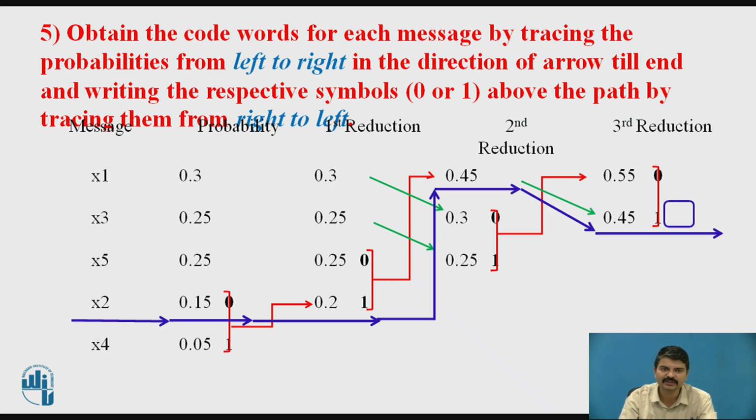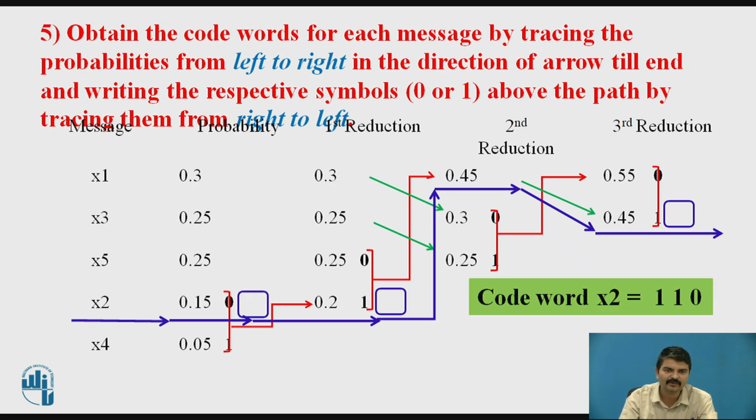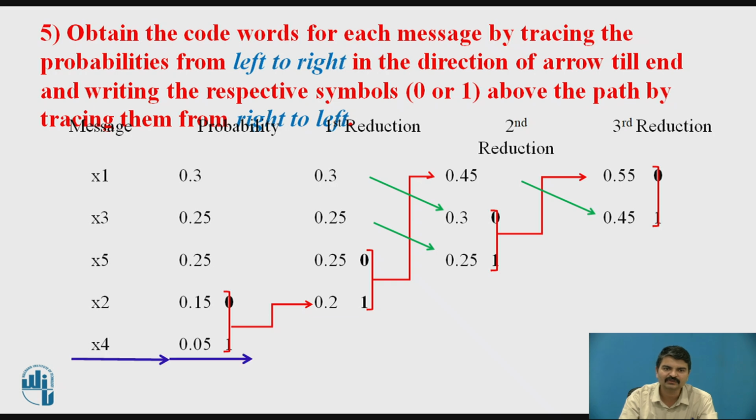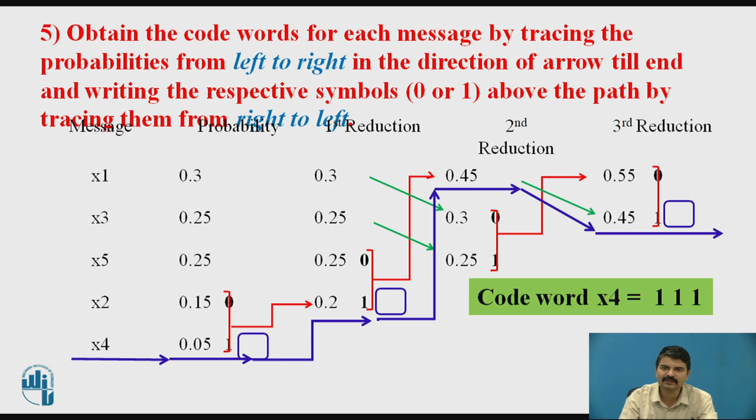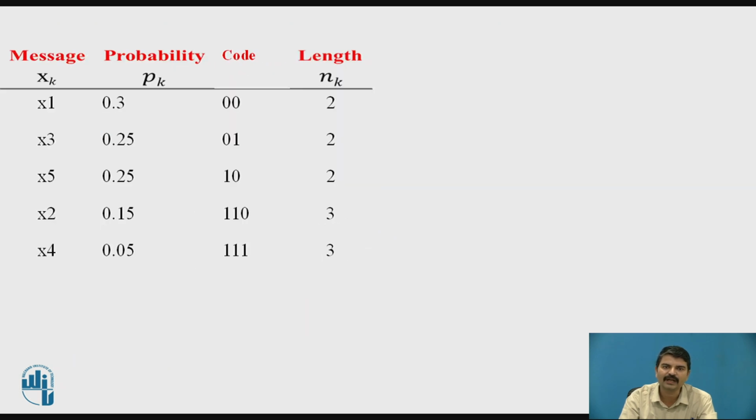See, for the x2, that is nothing but the fourth symbol. What do we have to write? 1 1 and 0. And the last one, for the x4, that is nothing but the last symbol. When I apply it, three symbols will be there. It will be 1 1 and 1.